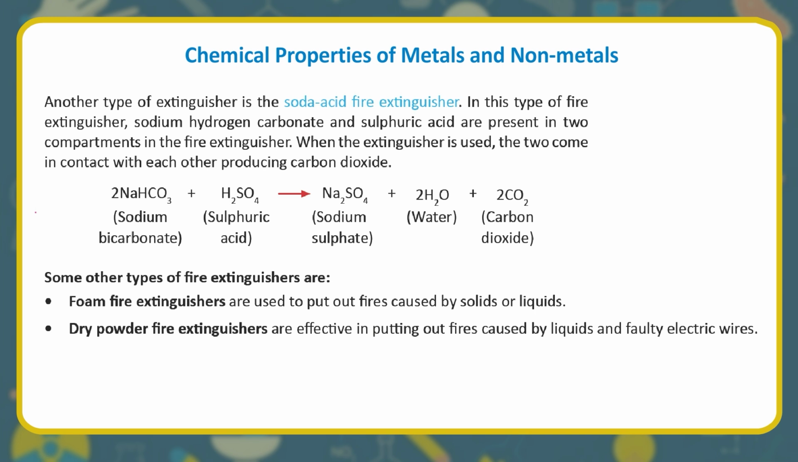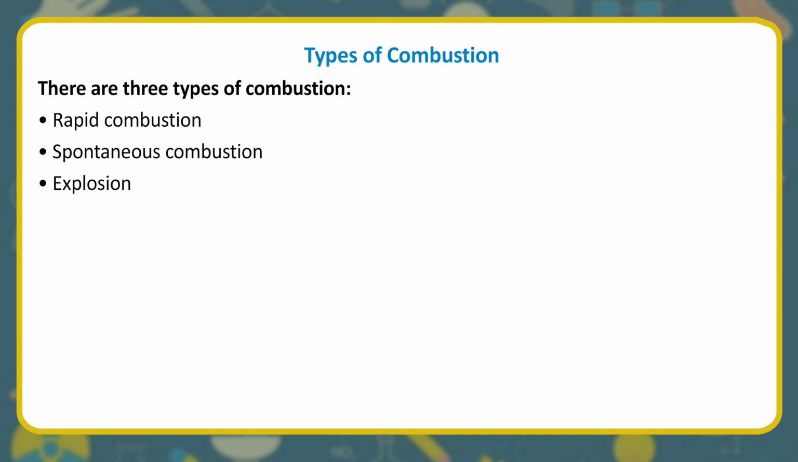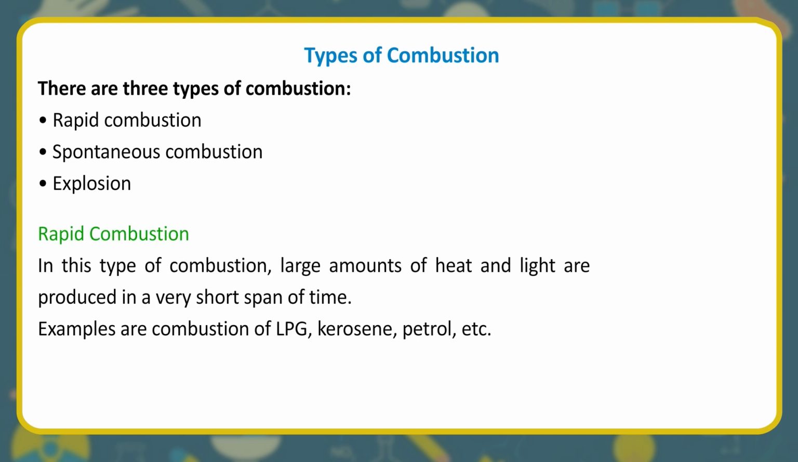Some other types of fire extinguishers are: foam fire extinguishers are used to put out fires caused by solids or liquids. Dry powder fire extinguishers are effective in putting out fires caused by liquids and faulty electric wires. Types of combustion. There are three types of combustion: rapid combustion, spontaneous combustion, explosion. Rapid combustion. In this type of combustion, large amounts of heat and light are produced in a very short span of time. Examples are combustion of LPG, kerosene, petrol, etc.